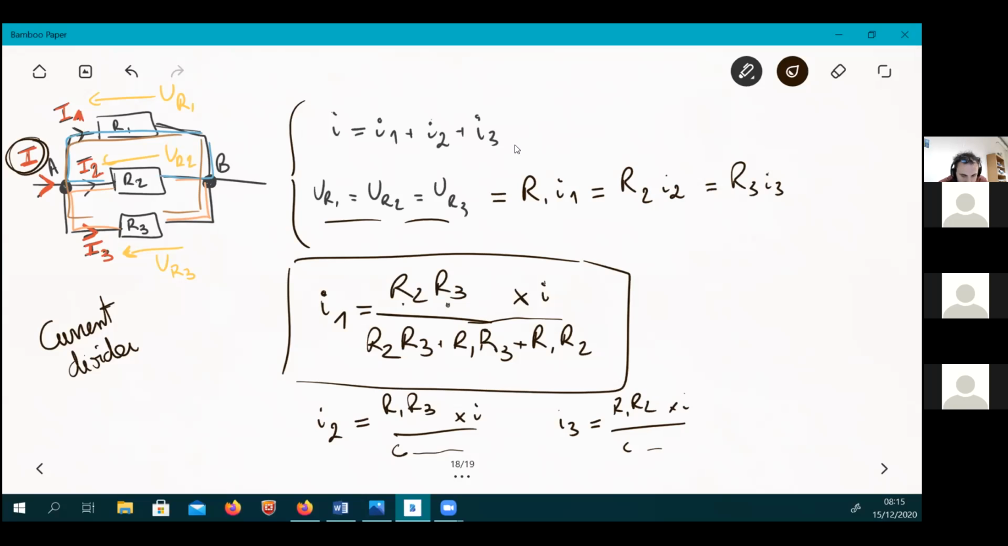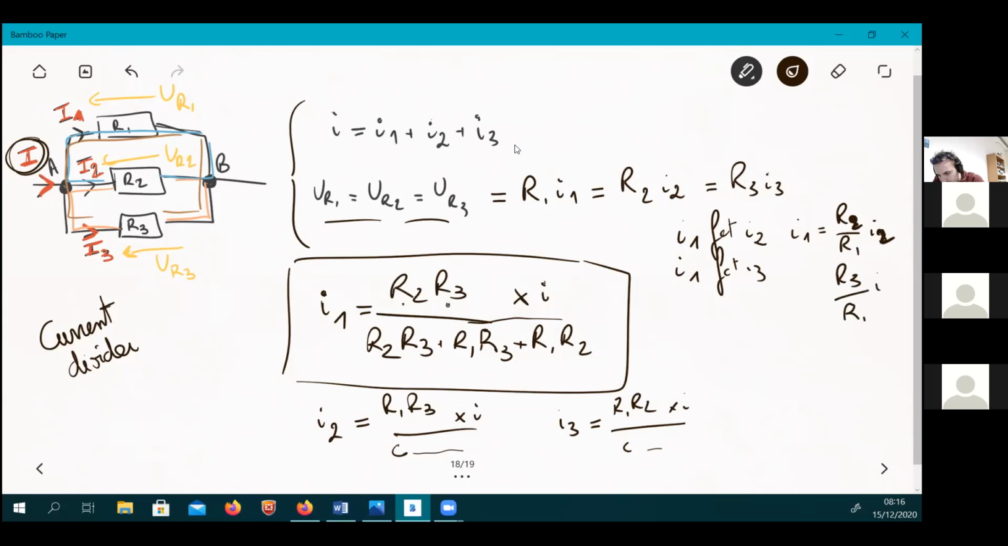So then from here you can deduce I1 as a function of I2, and I1 as a function of I3. So I1 equals R3/R1 I3. Oops, sorry. If it's a 2 here, it's a 2 there. Same thing if it's R3/R1 I3. Okay.